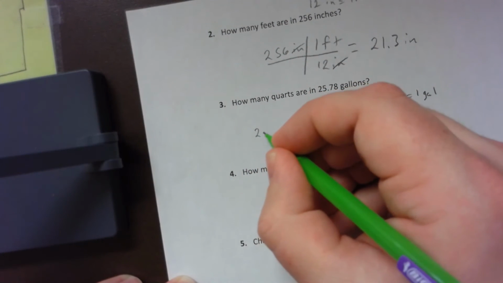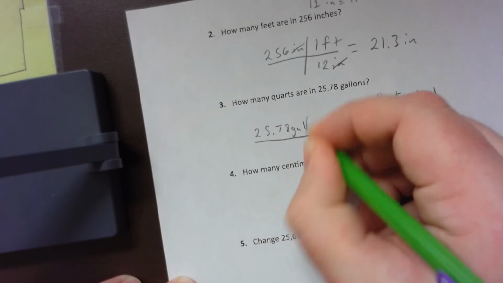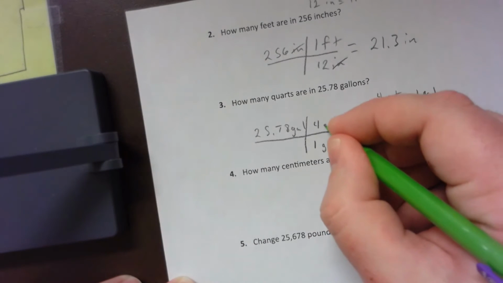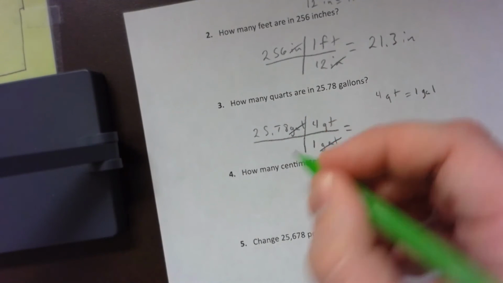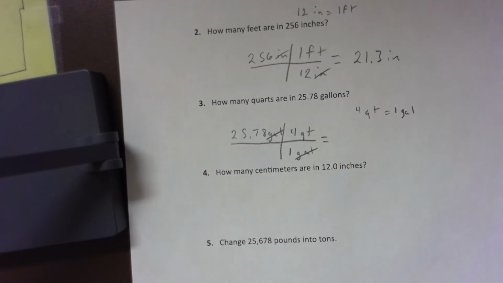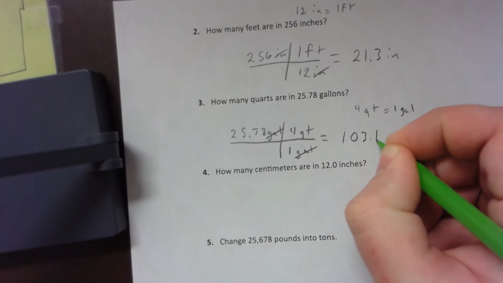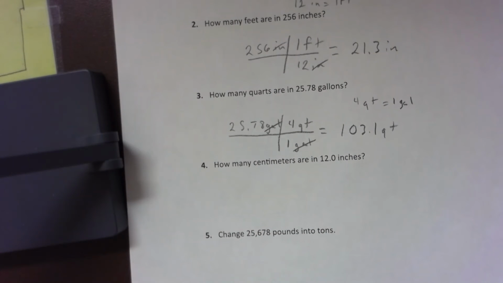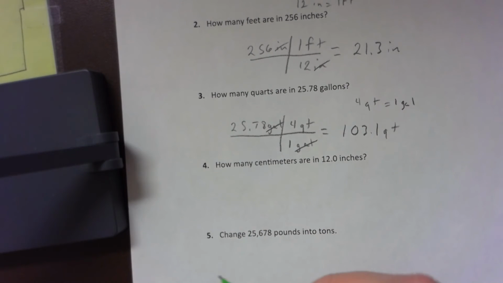So we start with a gallon. We're going to get our gallon on the bottom, our 4 quarts on top, and we're going to get our answer. So remember, gallons crossed out, 25.78 times 4 equals 103.1 quarts in that many gallons. So it's quite a bit. If you think about a quart of milk, that's quite a bit of milk. That's going to be in that amount of gallons.